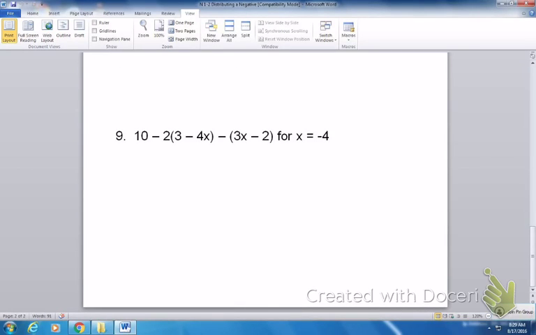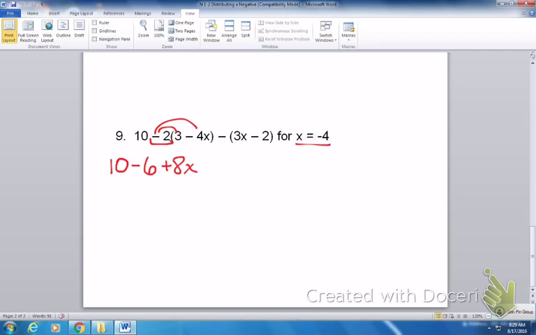I've got 10 minus 2 times 3x minus 4x minus 3x minus 2. We're going to evaluate that for x equals negative 4. So this is no harder than the last problem, guys. The 10 has nothing to do with distribution, so I'm going to go ahead and bring it down. But I have negative 2 times 3 is minus 6. Negative 2 times negative 4x is plus 8x. You can see these are kind of getting repetitive. It's the same thing over and over.